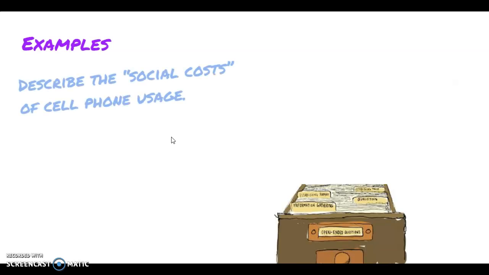So here are a couple examples. Describe the social cost of cell phone usage. In other words, there's a cost to friendships and talking with people when we overuse cell phones. So, how does using cell phones cost people socially? That's really just another way of saying how. You're going to basically describe how that impacts it.